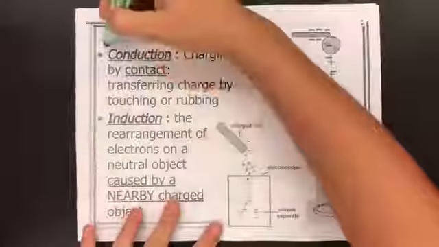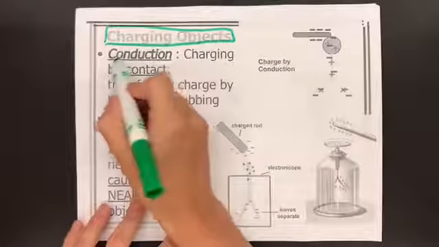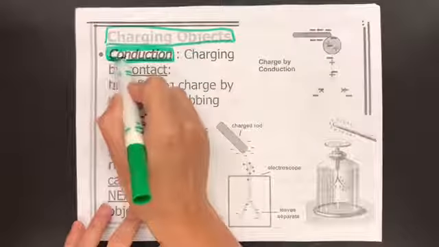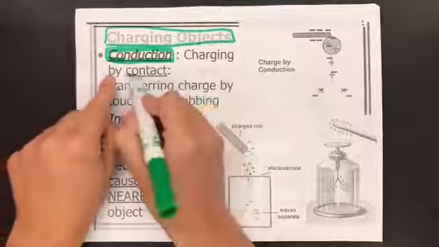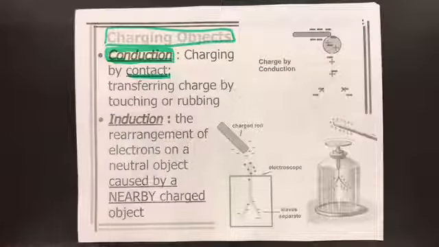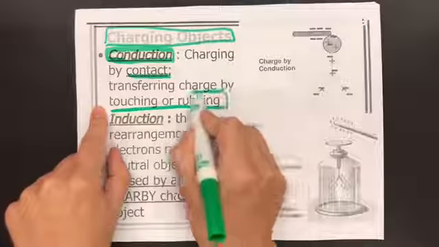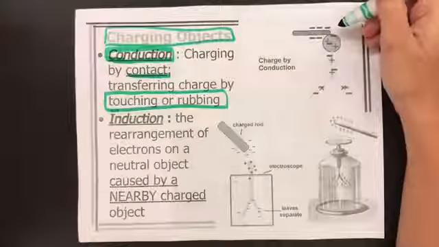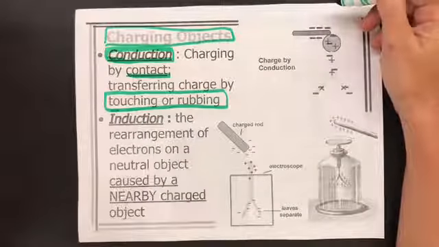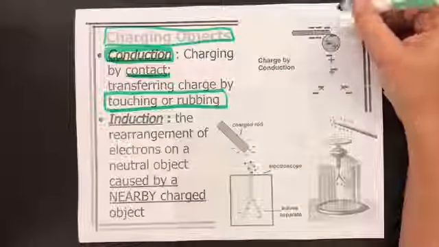How to actually charge objects. There are two ways to do it. Conduction, we've used this word before. It's the same thing as what it was with heat, so we're using it again with electricity. It has to have contact. The two objects have to touch each other, so transferring charge by touching or rubbing. Rubbing a balloon in your hair, you're charging your hair and the balloon at the same time. You're having a transfer of electrons going on.